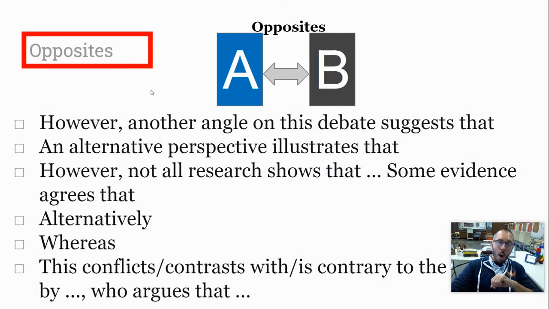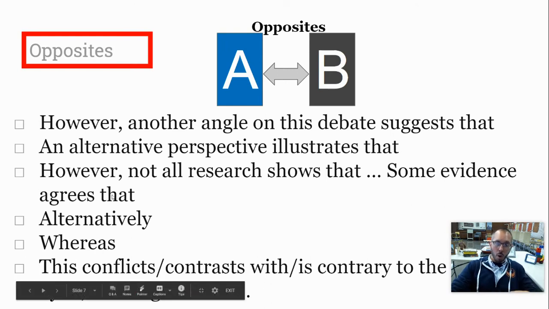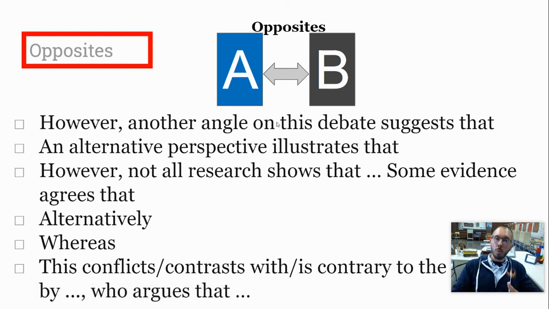So here, if you have opposites, maybe you want to say alternatively or whereas, or however, another angle on this debate suggests that. And these are stems that you can copy paste right into your writing that you can incorporate as a writer to always show the relationship of opposite. This conflicts with, or this contrasts with. These are all going to be good stems for you to show opposites.